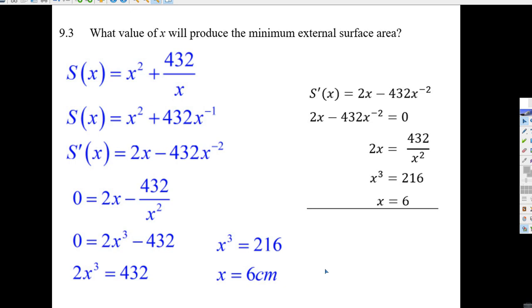They're very, very similar to this, not always this straightforward, but remember, when they say minimum and maximum, take the derivative, make it equal 0, and then try and solve the equation. And that's it.